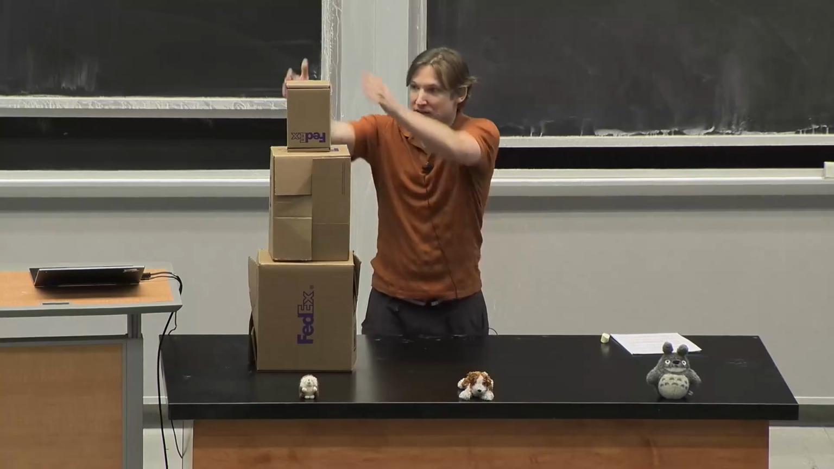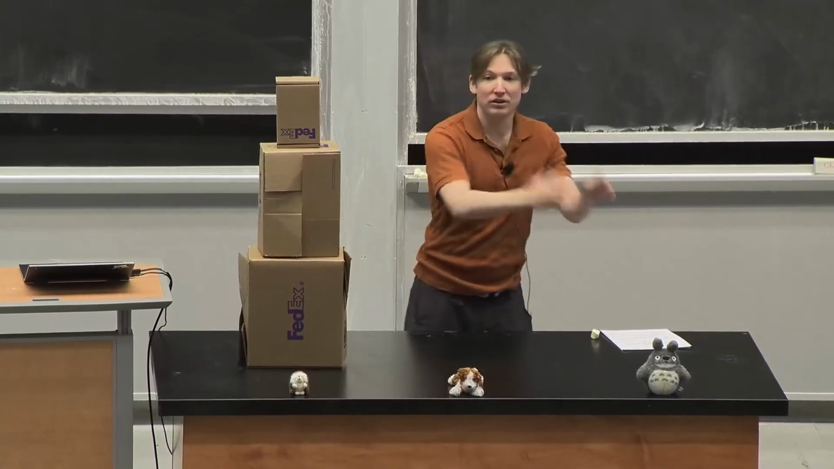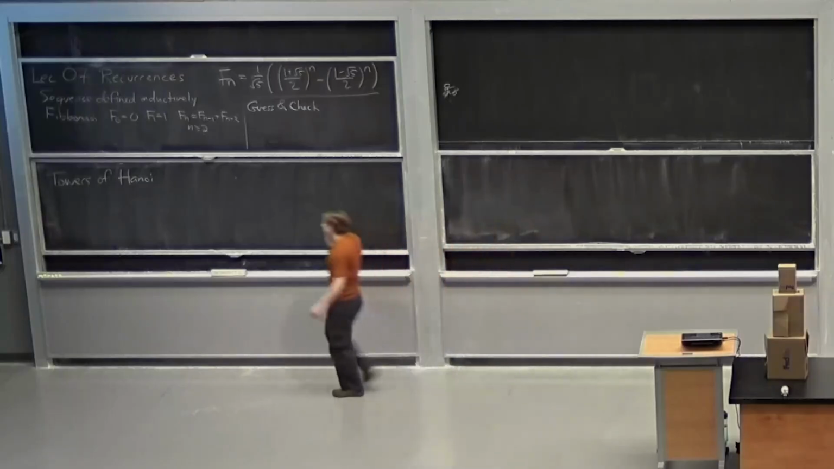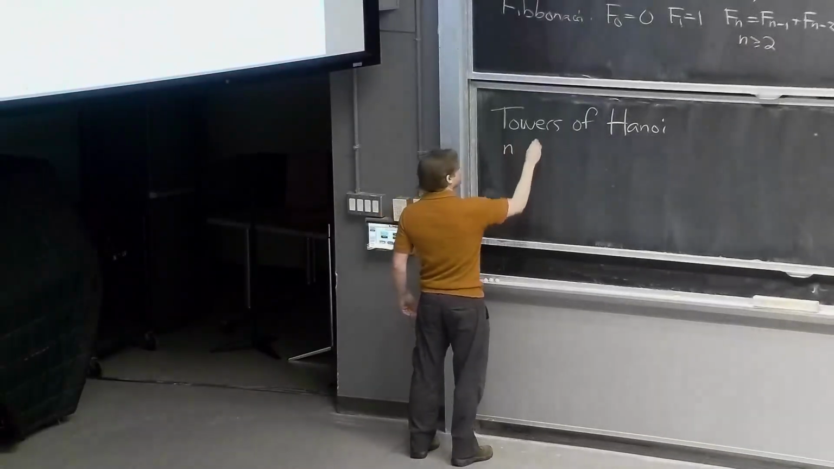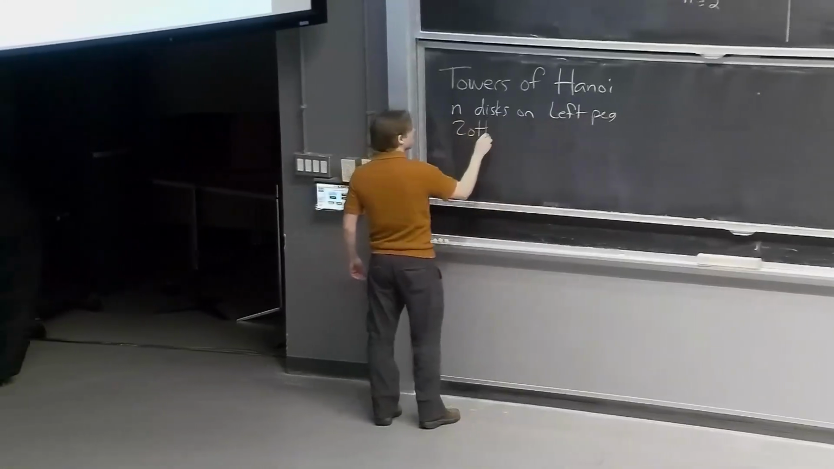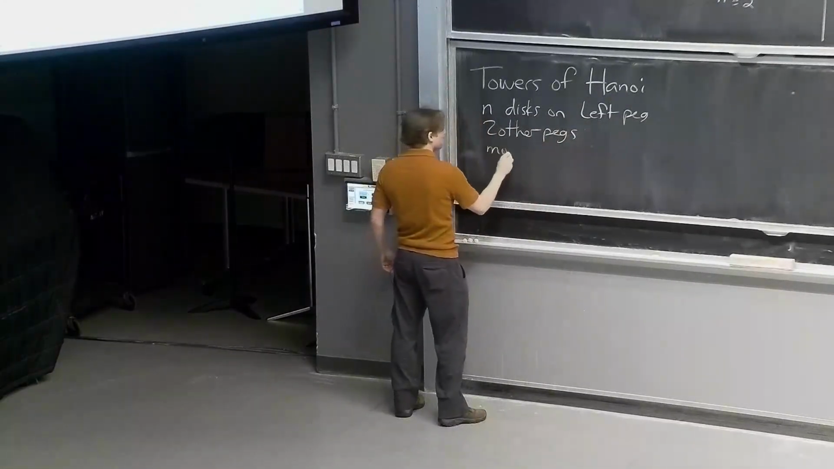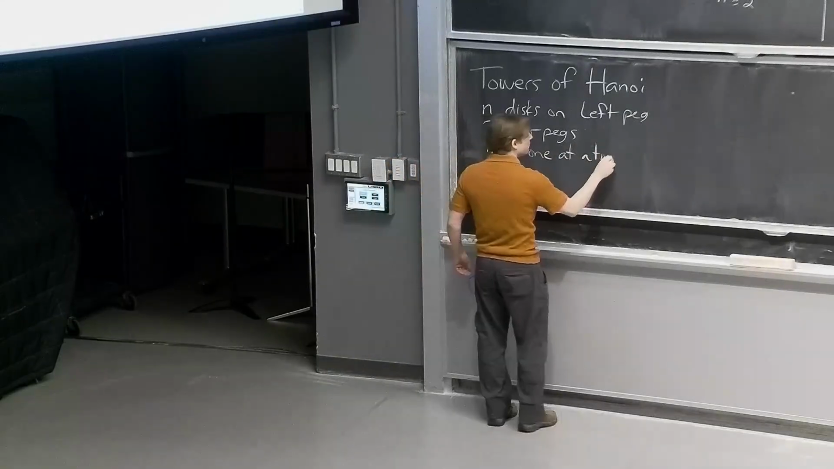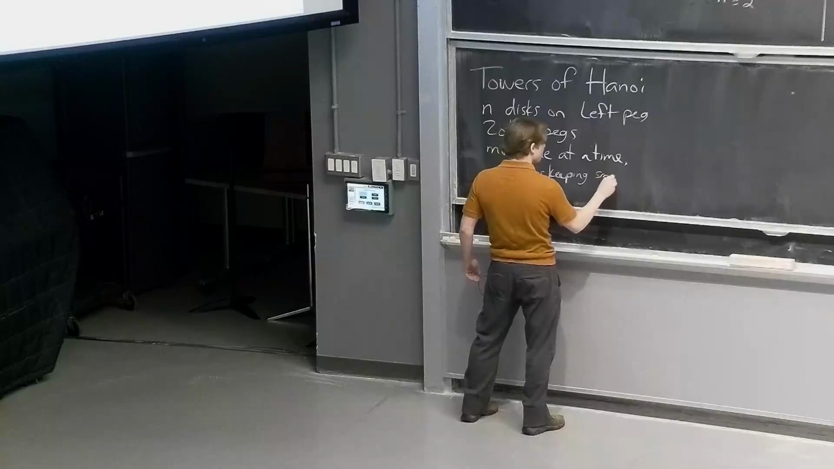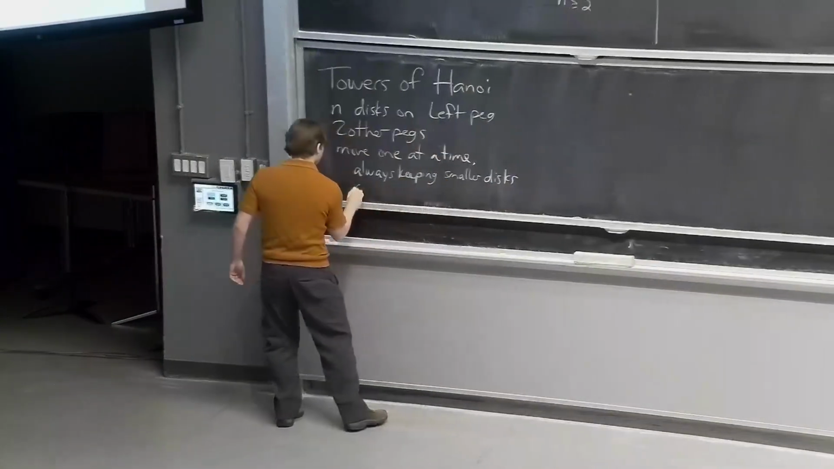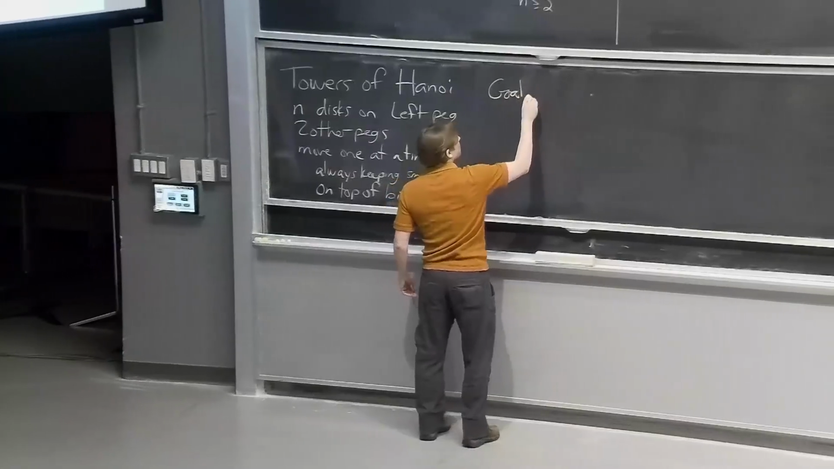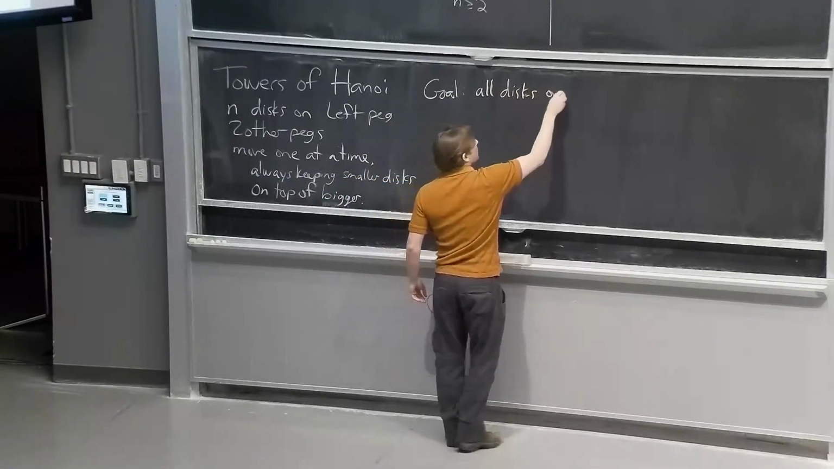The goal is, if all the disks start over here on the left peg, we want to get them all to a different peg. We want to move them all to the right peg by moving one disk at a time. So let me write that down quickly. We have n disks on the left peg. We have two other pegs. And we're going to move one at a time, always keeping smaller disks on top of bigger ones. Goal: all disks on the right peg.